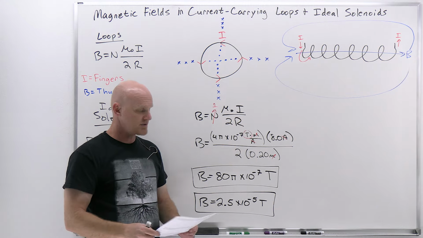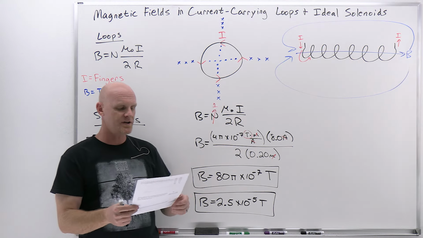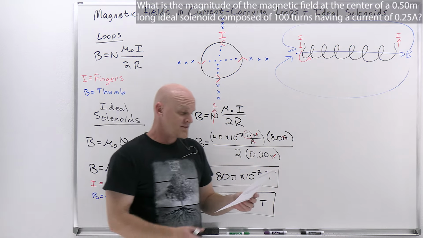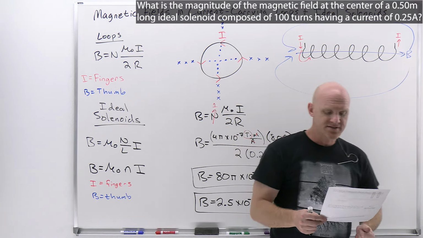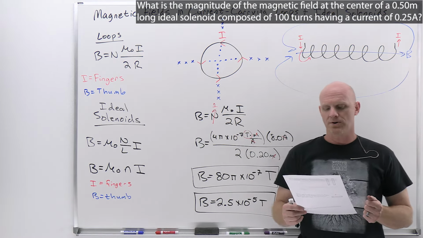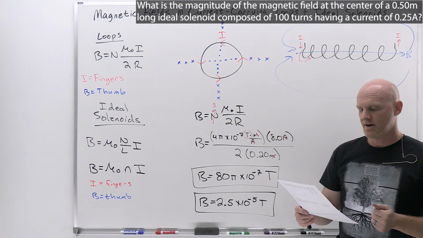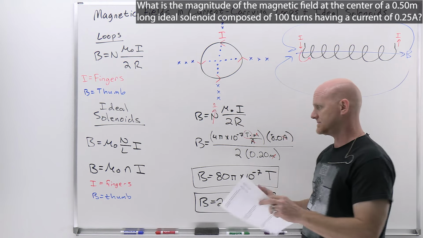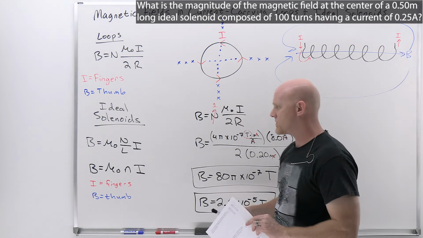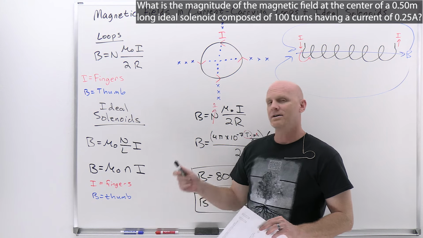Okay, so the other problem we're going to do deals with the calculation involving an ideal solenoid. It's going to say, what is the magnitude of the magnetic field at the center of a 0.50 meter long ideal solenoid composed of 100 turns having a current of 0.25 amps? All right, so in this case, the equation also involves mu naught here. Now you've got to be careful on this.